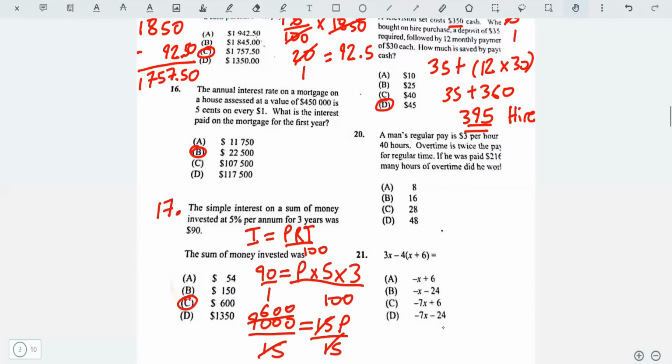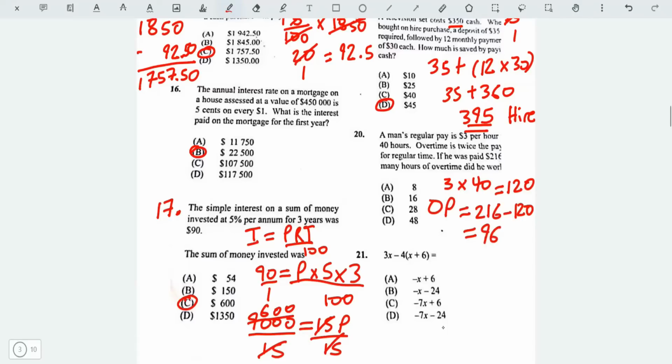Nice. This says a man's regular pay is $3 per hour for 40 hours. Overtime is twice the pay for regular time. If he was paid $216, how many hours of overtime did he work? All right, so a man's regular pay is $3 per hour. So first, 3 times 40 is 120. That's his regular pay. So therefore, his overtime pay, let's call it OP, is 216 minus 120, which is, I think, 96.